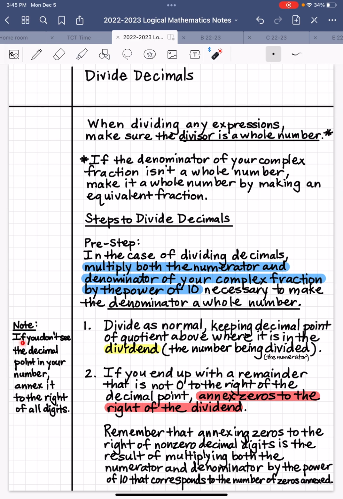And then lastly, if in a number you don't see the decimal point, annex it to the right of all the digits. So for example, if you see this number 16 and you don't see a decimal point, the decimal point is annexed to the right of all the digits. And then here you can annex a whole bunch of zeros if you'd like, and that will not change the value of this number because it is still 6 ones and 1 tenth.